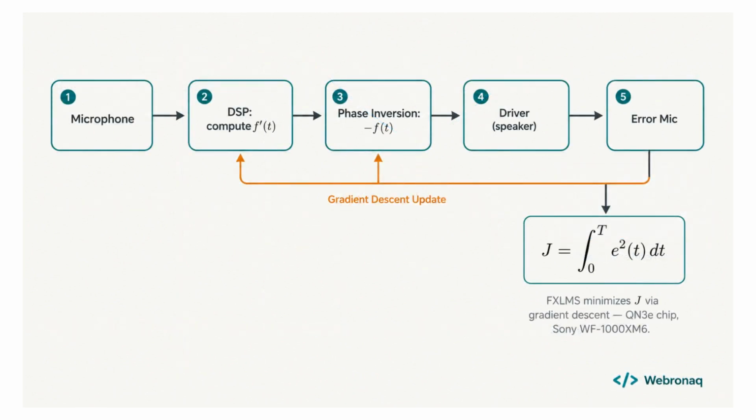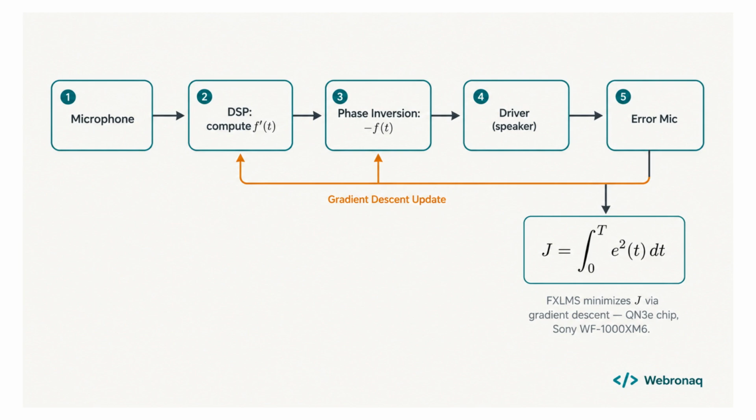Here is where calculus goes one step further. Phase inversion works well, but real environments are messy. A coffee shop sounds different from an airplane. The anti-phase signal is rarely perfect on the first pass, and a small residual noise, called the error signal e of t, leaks through. The FXLMS algorithm, which stands for filtered x least mean squares, handles this.